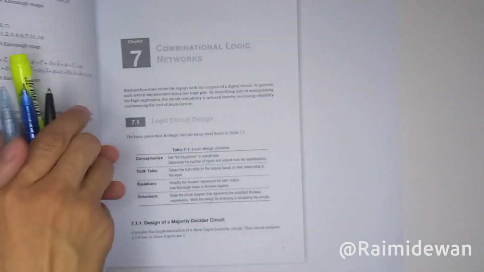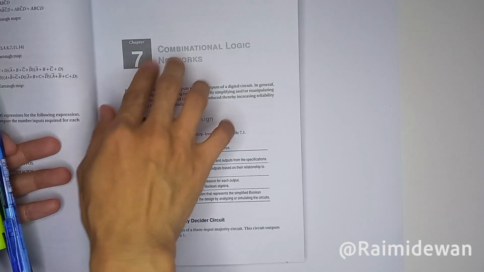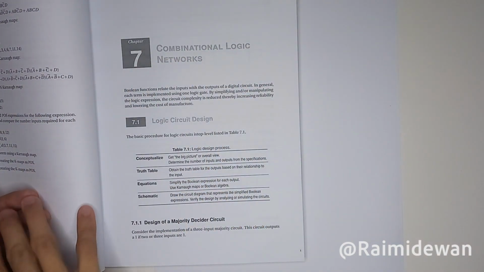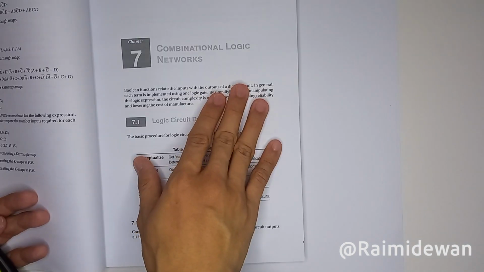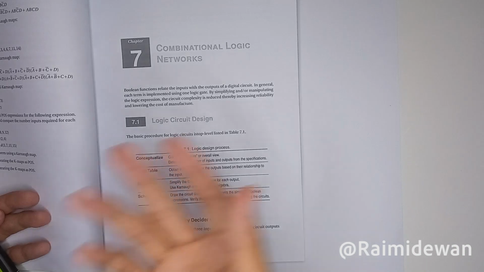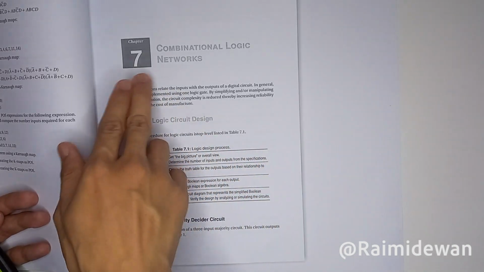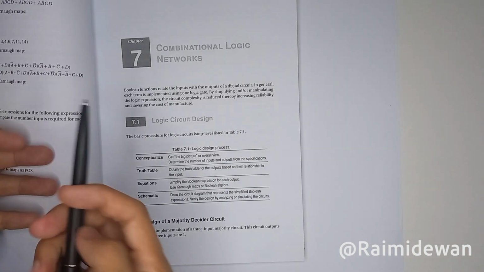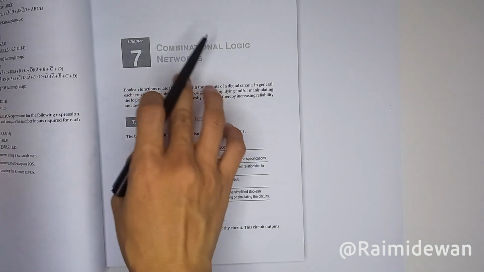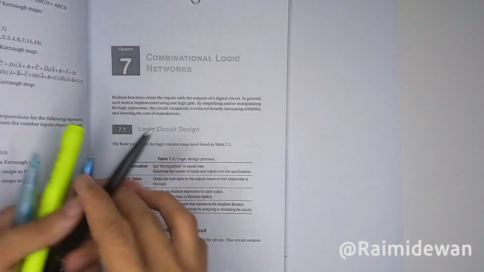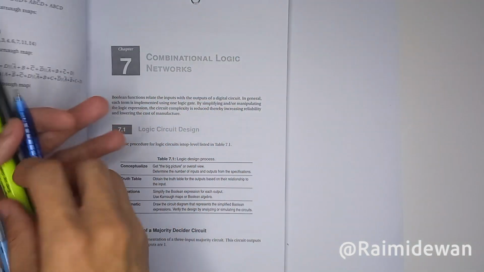Okay, now we will cover chapter 7, which is combinational logic networks. This one should still be covered in week 6. Every time, you need to follow the course information, the weekly schedule. Here it mentions chapter 7, but it's actually covered in week 6 also. So now you can read on your own for more details.